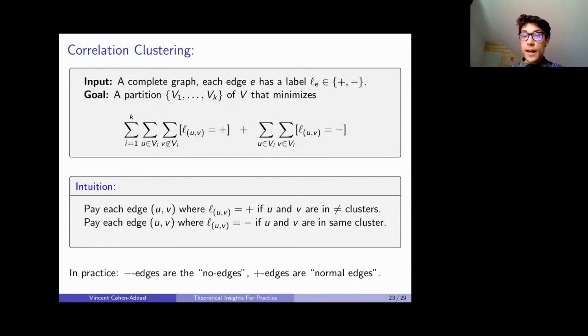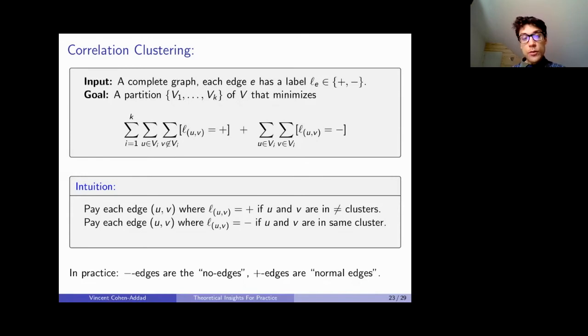You have a complete graph. Each edge is labeled either plus or minus. And you want to find a partition of the vertices into as many clusters as you want, such that you pay for each plus edge that goes between two different clusters, and you pay for each minus edge that lies within one cluster, that is internal to a cluster. Okay, so you really want to get cliques, right? And cliques cost 0.